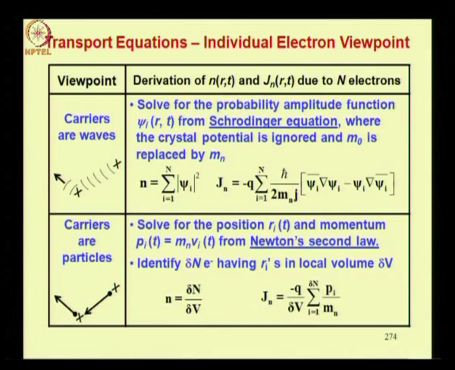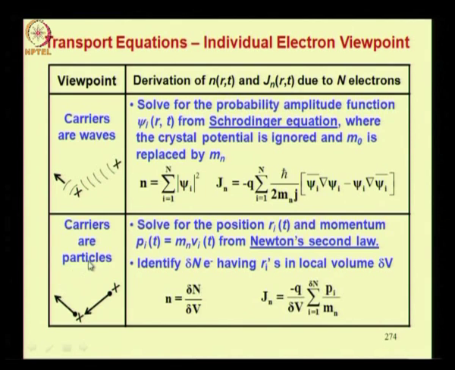Now we discussed, or rather outlined, the method of calculating current in each of the approaches. So for example, if you regard the individual carrier viewpoint and take the carriers as waves, then you solve the probability amplitude function psi for each electron i from Schrodinger's equation, and if you ignore the crystal potential, then replace the m naught of the Schrodinger equation by the effective mass Mn, and then you use these formulae for finding out the current.